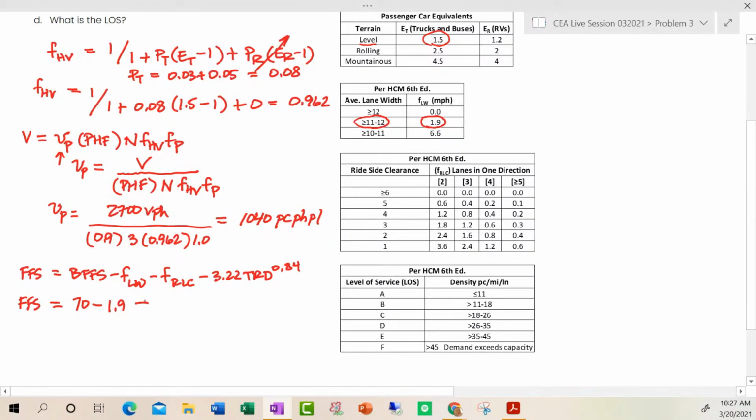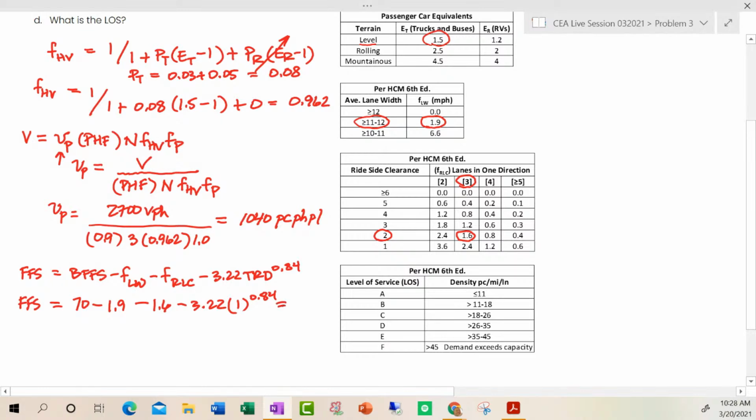And then our FRLC factor, for clearance on our lanes. We've got 3 lanes in one direction. We were told in the problem statement that we had 2 feet of clearance on the right side, so that's going to be a 1.6 factor. So 1.9 minus your 1.6 minus your 3.22 times your TRD, which was your ramp density. I think we were told in the problem statement that we had 1 ramp per mile, or 1 interchange per mile. So TRD is 1, and all that's raised to the 0.84.